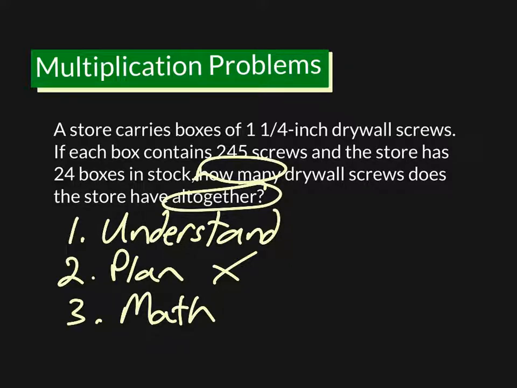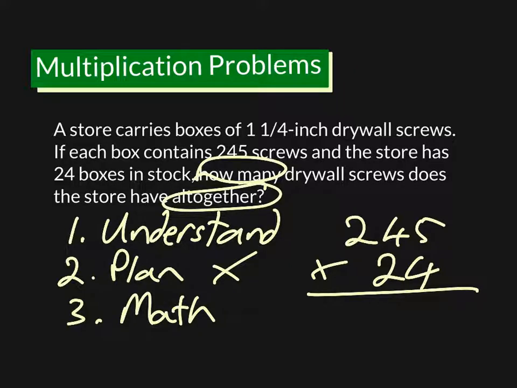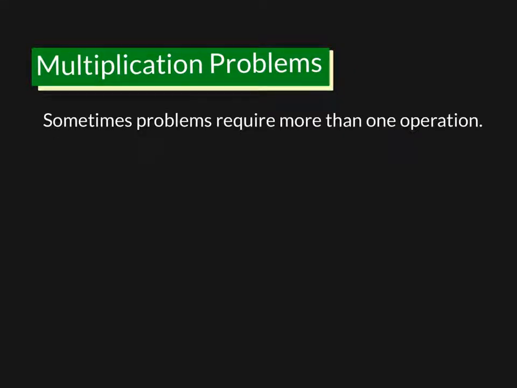So we're going to write the numbers down horizontally with the biggest one on top, and then we would multiply. And when we do so, we're going to find that the product is 5,880 screws. Remember that sometimes problems require more than one operation.